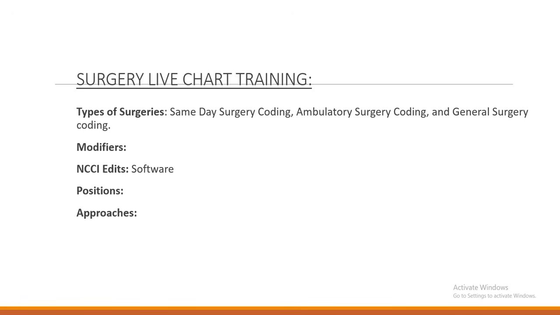Next, NCCI edits. We have three types of edits: PTP edits, add-on code edits, and MUE edits. We will learn all those edits. If you understand those edits, we can code any live chart in an easy way and you will not be confused if you find 3 or 4 codes during the live chart coding. Next, we will learn the positions of the patient during the surgery. Few procedures we need to understand based on the patient's position.